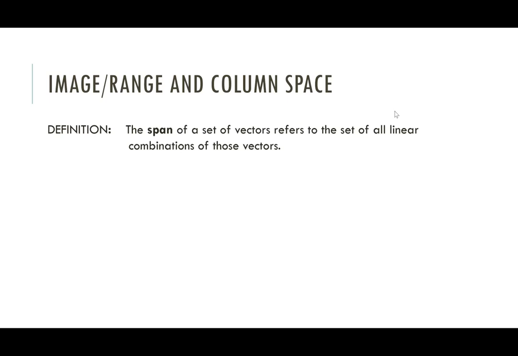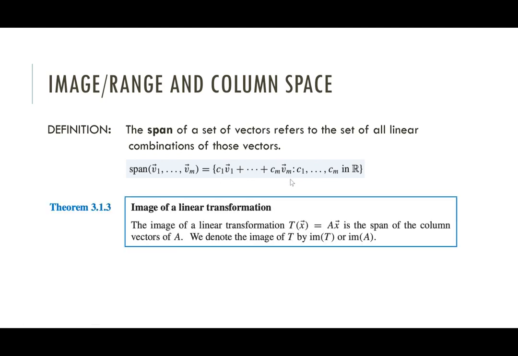And then it is a theorem. Oh, whoops. Okay. Before I got a little ahead of myself. So the span, written span parentheses, your set of vectors, that is the set of all linear combinations of the vectors. Okay. And now it is a theorem that the image of a linear transformation, that is the range of your matrix, is the span of the column vectors of the matrix.